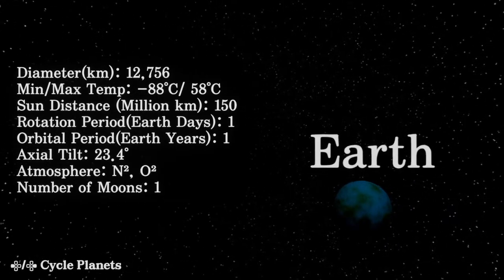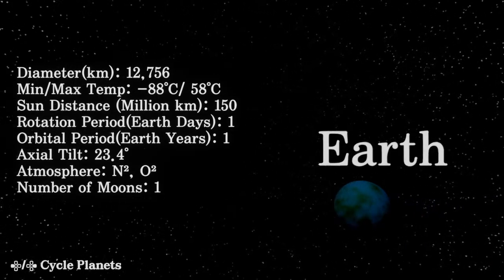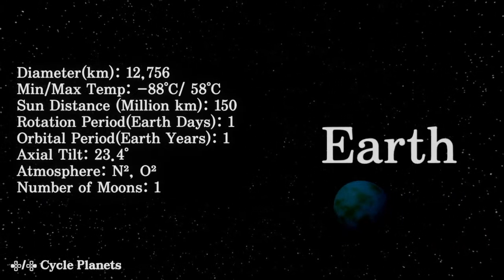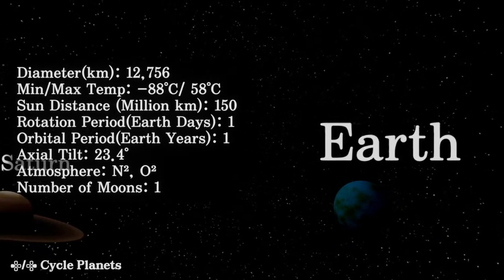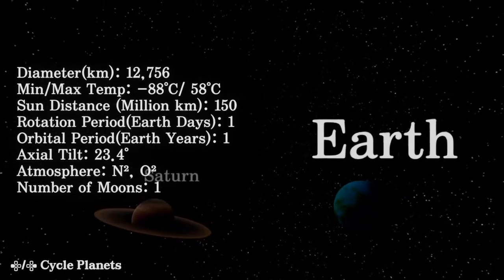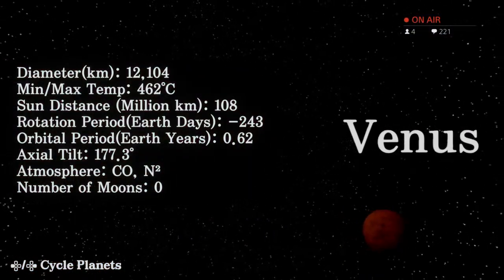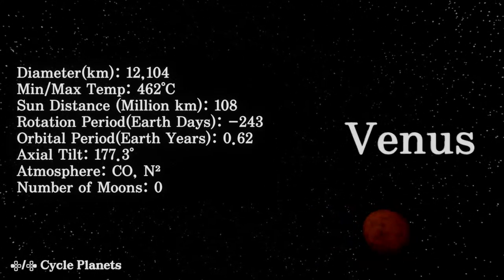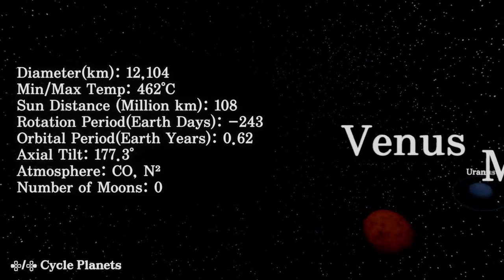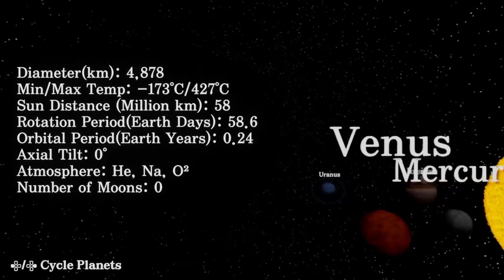Oh, by the way, I still need to make Earth a planet. Like, this planet right here is the only planet that's not actually the planet. It's just kind of green and blue splats. Venus. Mercury.